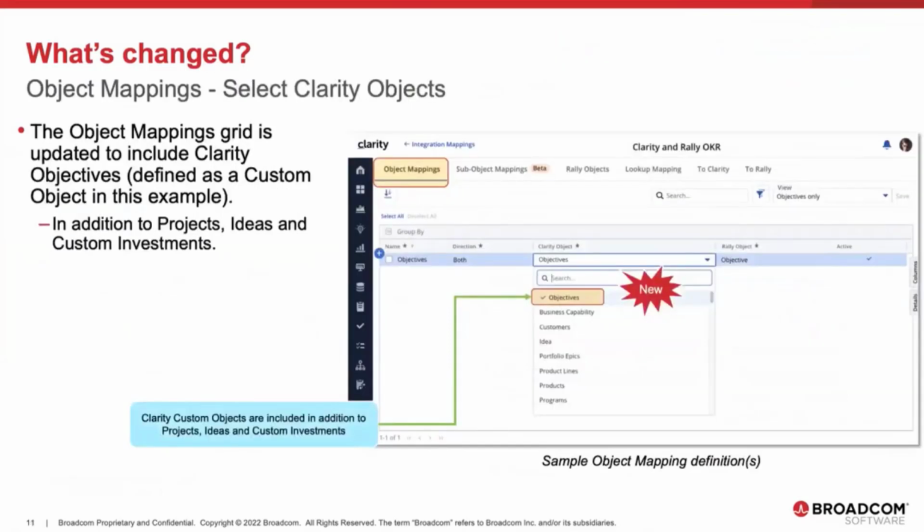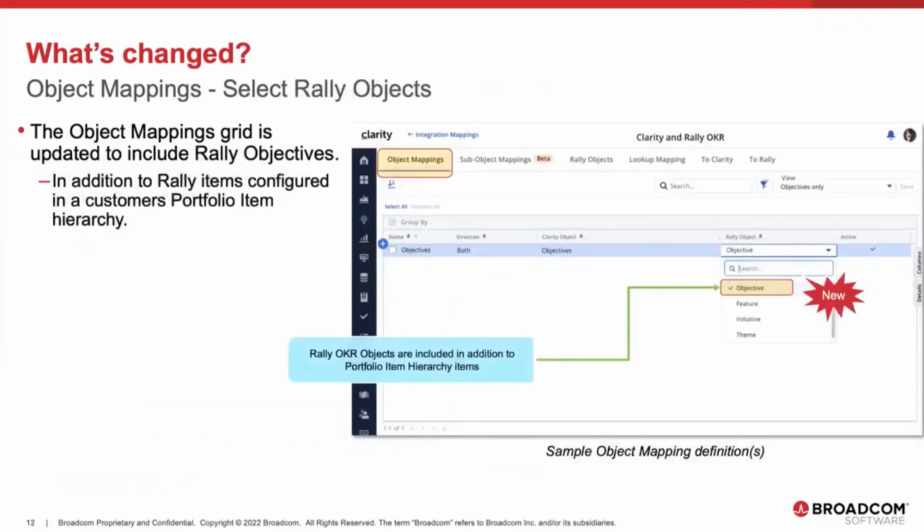Now, if we move on here, we're going to go into the mapping exercise, and that all starts with mapping Clarity and Rally objects. Object mapping easily connects Clarity with Rally. So the integration now supports custom objects in addition to the standard Clarity investments in the form of projects, ideas, and custom investments. From the Rally object perspective, that pull down is updated to include objectives in addition to Rally's configured portfolio item hierarchy items like feature, initiative, or theme.